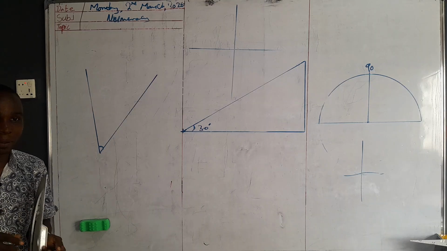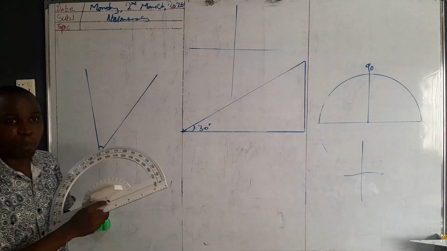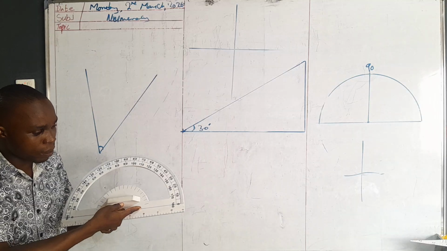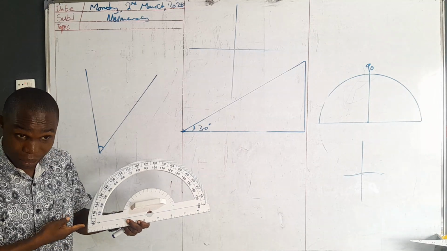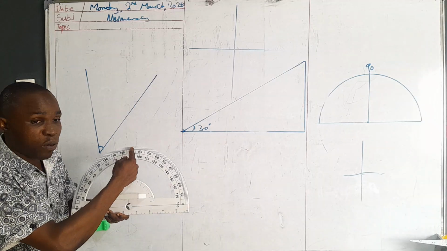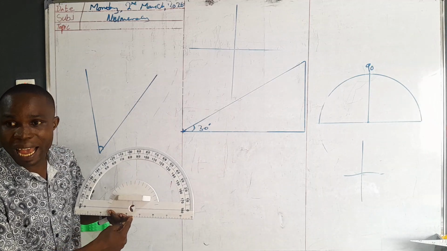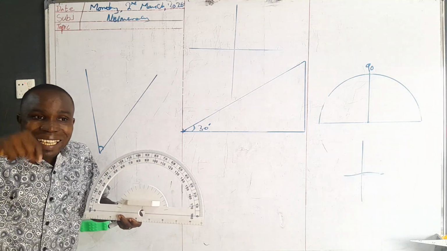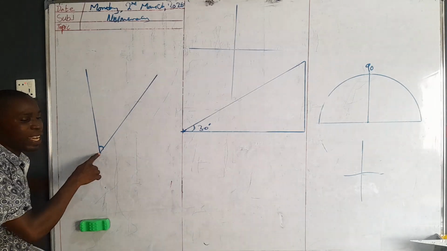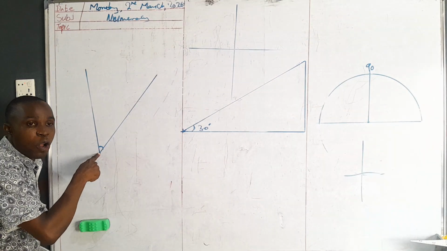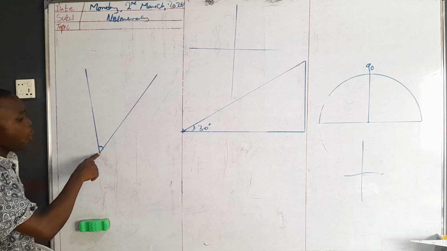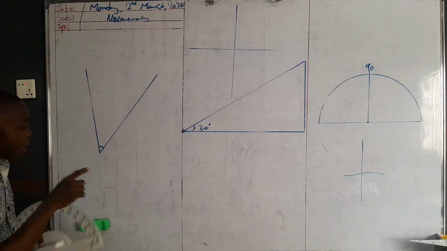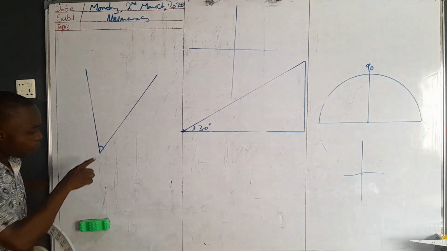Now, don't forget the intersection point where your baseline that runs from 0 through 180 to the other end, and the one that comes from 90 degrees, intersects and forms a perpendicular line. Are we together? That intersection point must always be at the vertex, at the point of the angle you want to measure. So if I want to measure this angle, I will place that intersection point on my protractor on this point.